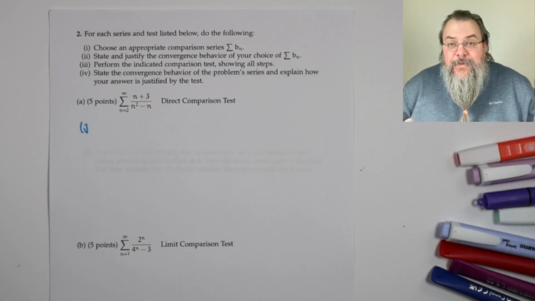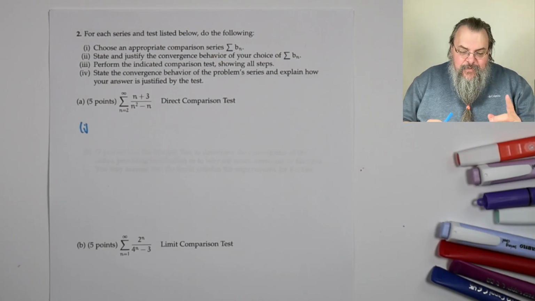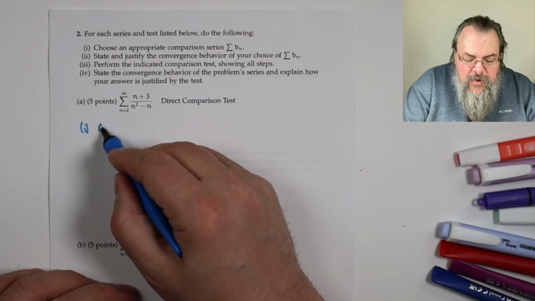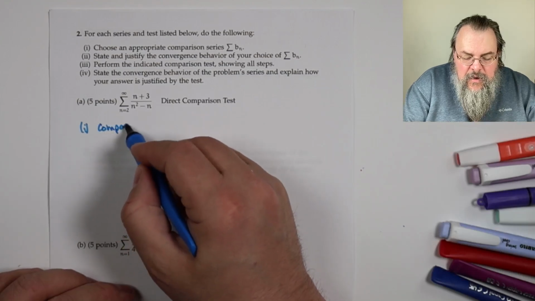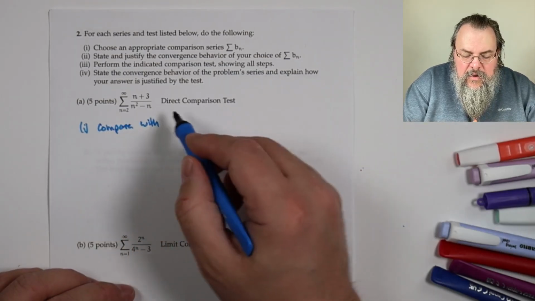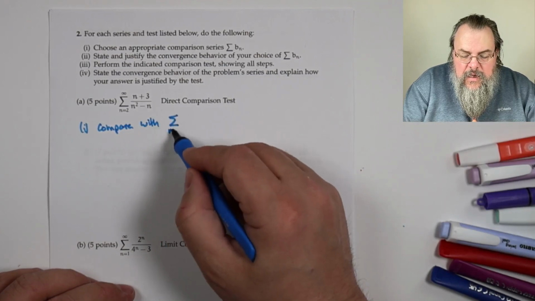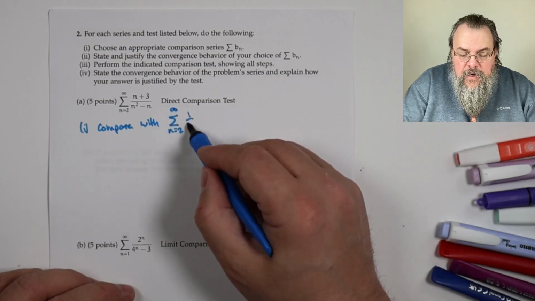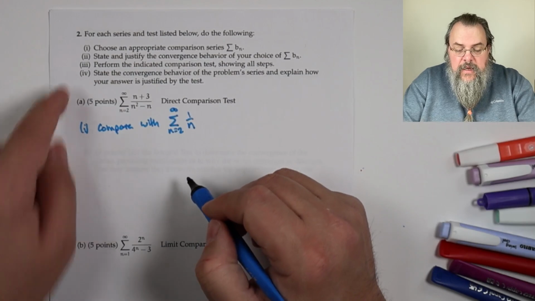Or is it bigger than 1 over n? And I think it is. Okay, so here's my guess. I'm going to compare with the sum, and it doesn't really matter where we start, so we'll go ahead and start at 2 to infinity, 1 over n.